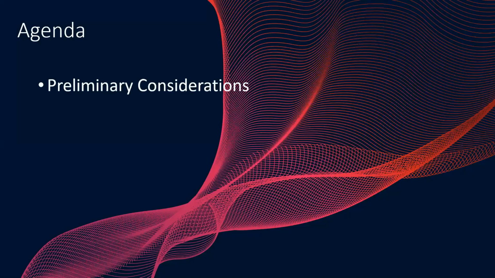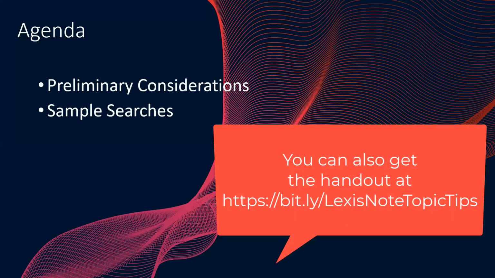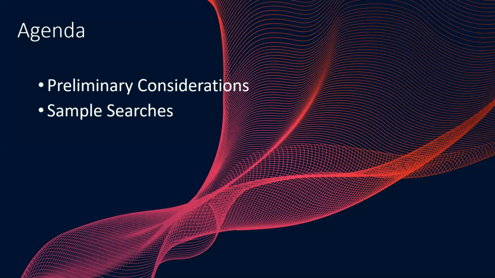So the agenda is really threefold today. I want to go over a few preliminary considerations, so just some things to keep in mind that I learned when I was on the journal, things that I've learned from your classmates along the way, things to keep in mind as you're picking your note topic. Then I'm going to show you some sample searches. You guys probably should have already received a handout that'll go through a lot of these same searches and actually even some additional ones. They're all different suggestions to help you find a note topic by doing some searches on Lexis. So I'm going to go over this today. I'll send you the video afterwards, and you'll have the handout. So you have lots of resources to refer back to.